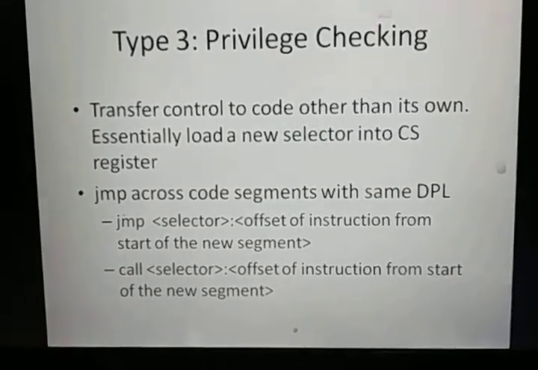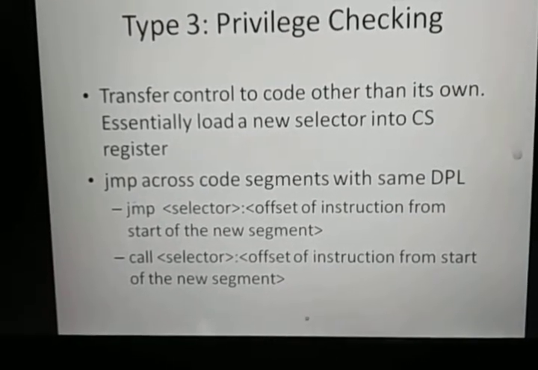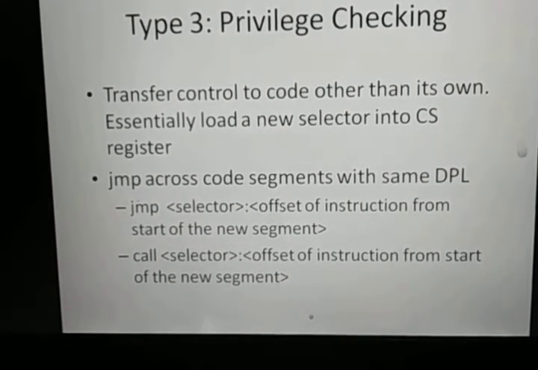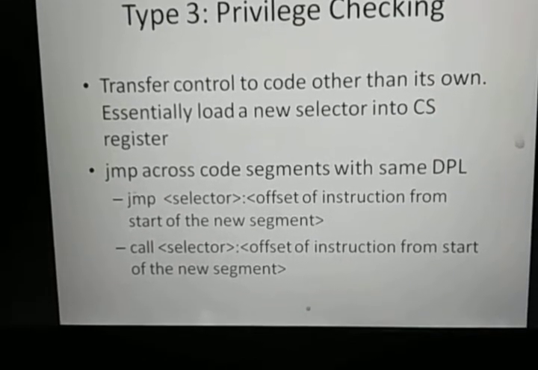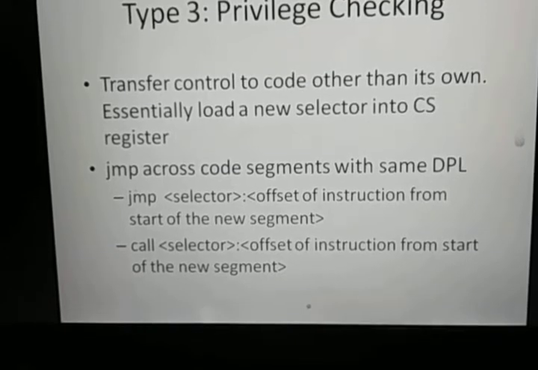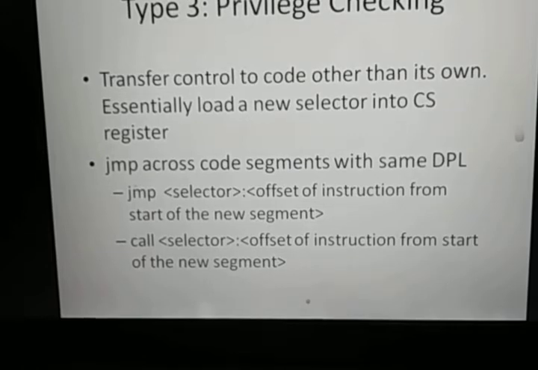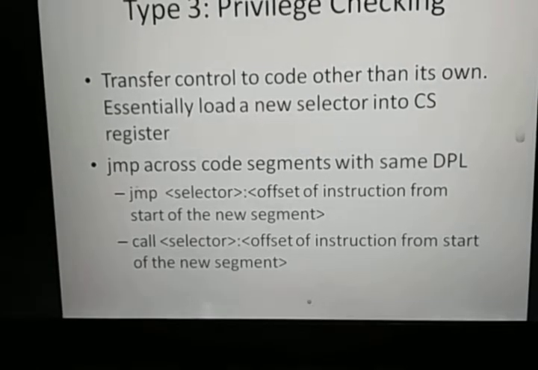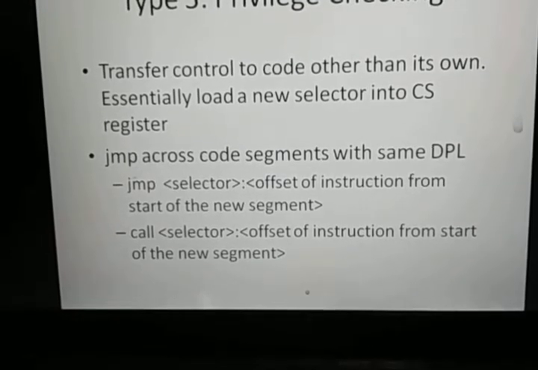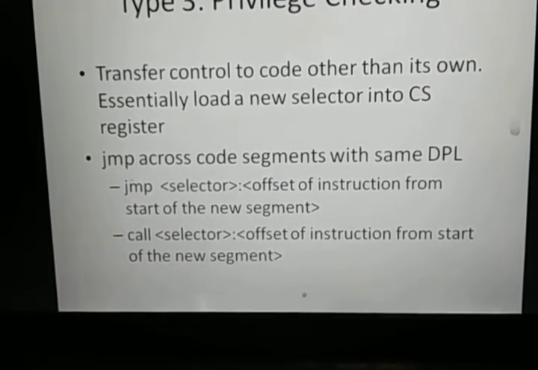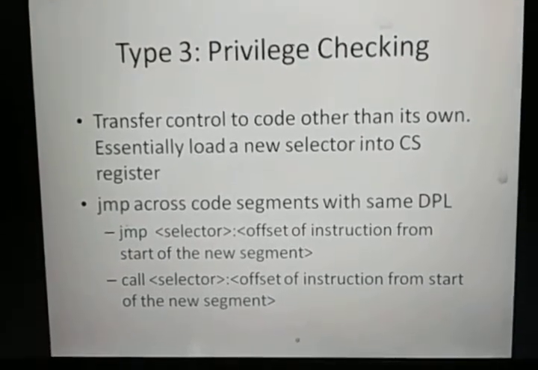Transfer control to code other than its own. Essentially, load a new selector into the code segment register. So jump across code segments with the same DPL. Jump: selector and offset field of the instruction from the start of the new segment, or call: selector and offset of the instruction from the start of the new segment. So jump and call instructions we basically use for control transfer purposes. In that case we also check the descriptor privilege level field for the other code segment.